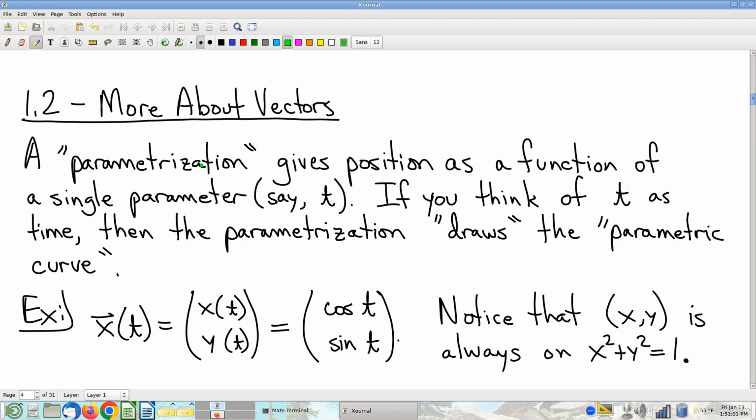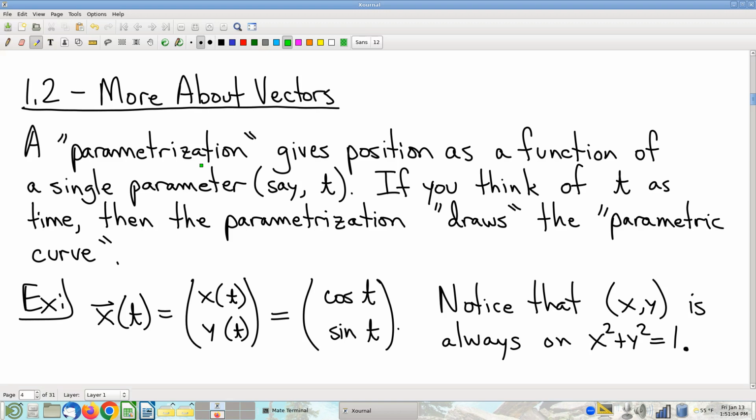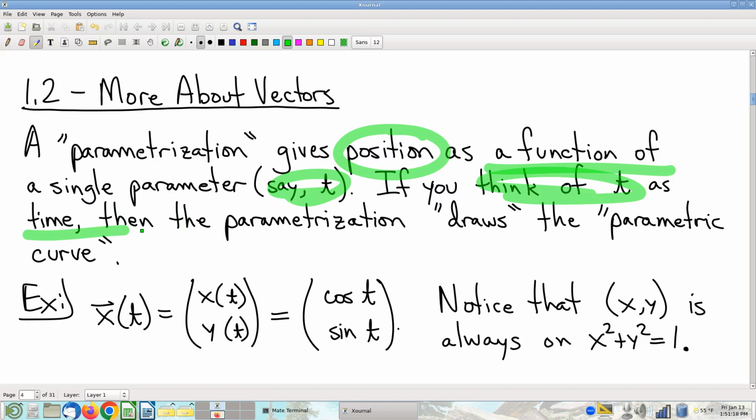So first of all, what is a parameterization? It's a function that gives position in terms of a single parameter. Very often that single parameter, we call it t. We think of t as being time, and it's a great little conceptual crutch, because if you think of the parameter as being time, and therefore you have position as a function of time, well, that's what drawing is.